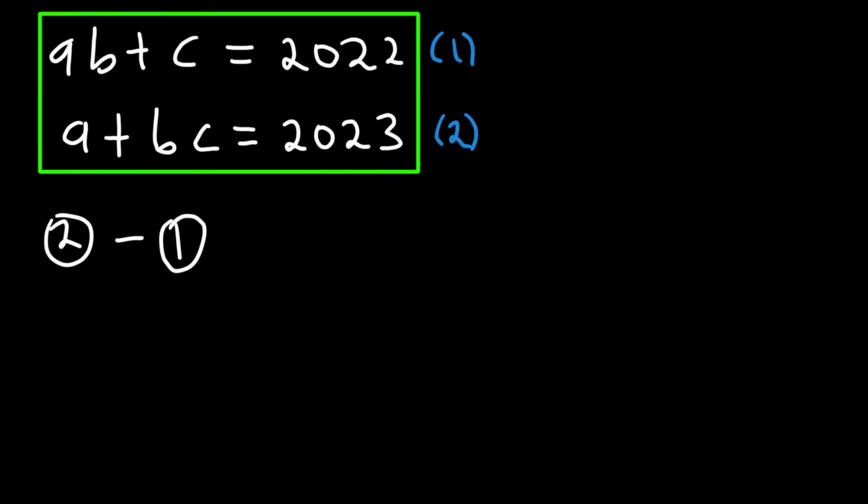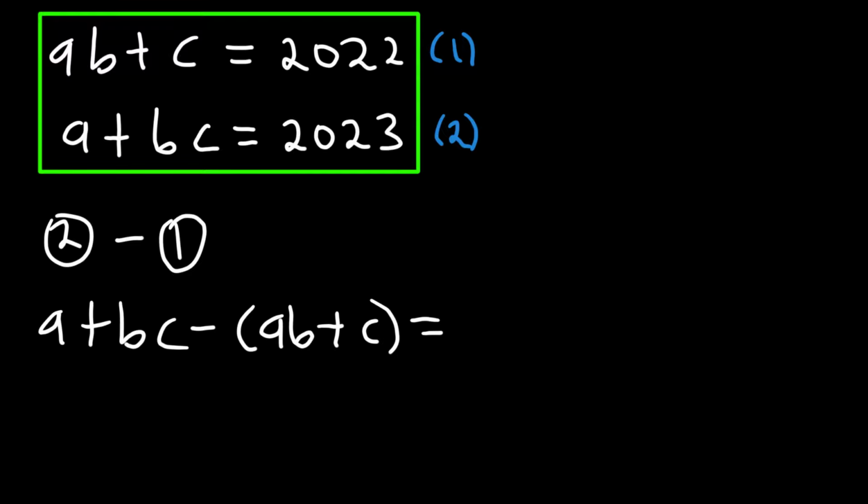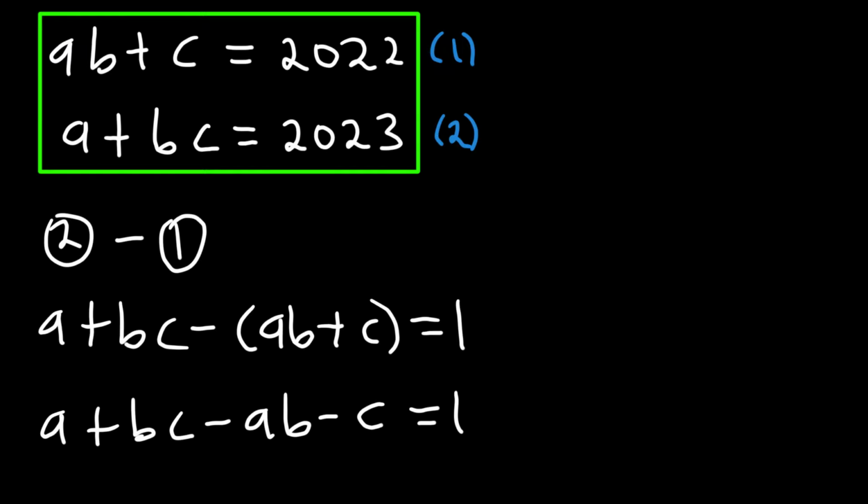On the left hand side we shall have a plus bc minus ab plus c, and this will be equal to, on the right hand side we shall have 2023 minus 2022, which is equal to 1. So this will become a plus bc minus, if we expand this we shall have ab minus c equaling to 1. And at this point let's try and collect like terms. The same equation can also be written as a minus ab plus bc minus c equaling to 1.